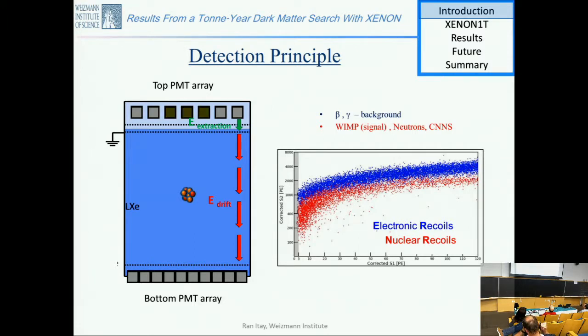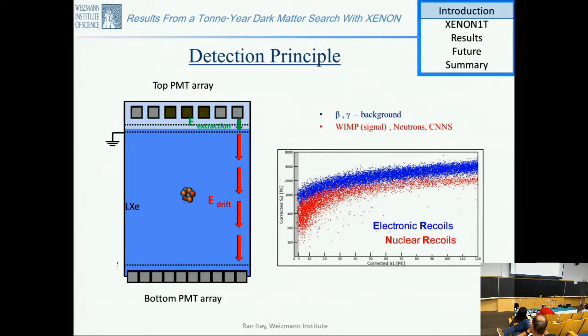Now, by the hit pattern of the S2 on the top PMT array, we can determine the XY position of the interaction. And by the time difference between S1 and S2, we can reconstruct the depth of the interaction, allowing us a full three-dimensional position reconstruction, which allows us to take events only from the center of the detector, where we have lower background, from a volume which we call the fiducialized volume.